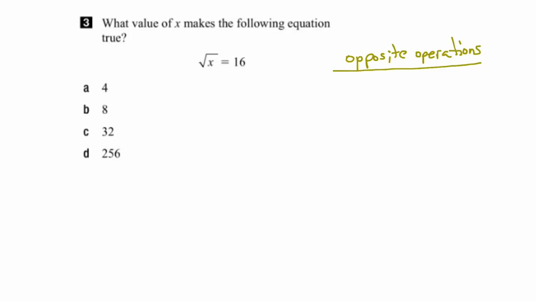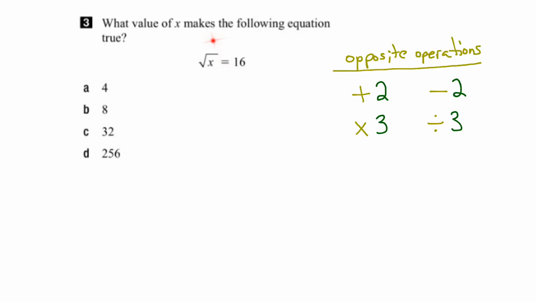So for example, the opposite of adding something is subtracting something. And the opposite of multiplying something is dividing something. So for example, if I add 2 to something, the opposite is to subtract 2 from something. If I multiplied something by 3, the opposite would be to divide something by 3.